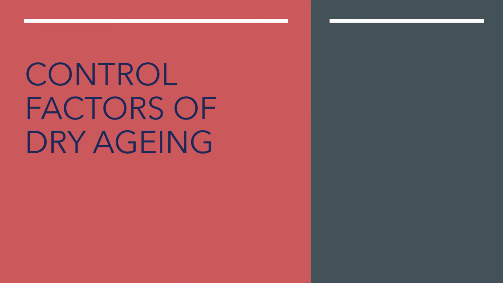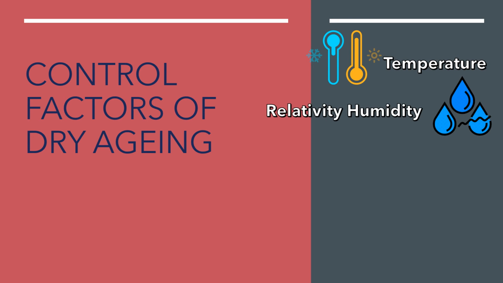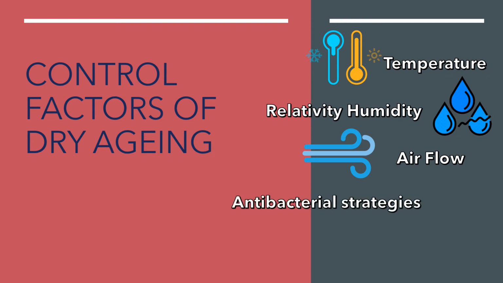We're going to talk about control factors of dry aging. We're going to start with temperature. A storage temperature between -0.5 to 1 Celsius should be used. Relative humidity: a relative humidity of between 75% to 85% is recommended. The airflow recommended, or air velocity, is 0.2 to 0.5 meters per second.